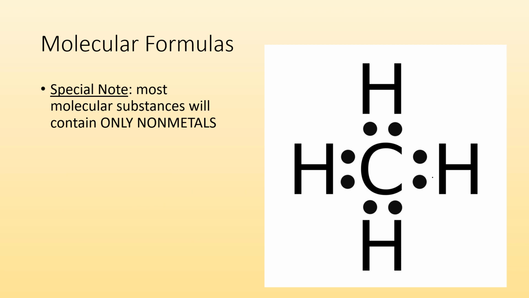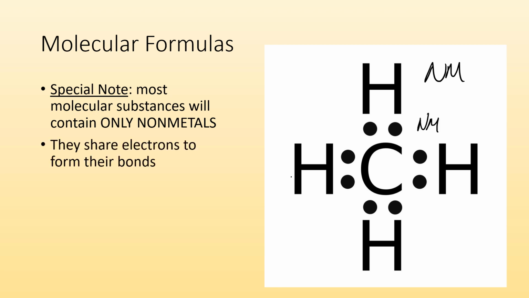Special note: most molecular substances will contain only nonmetals. Hydrogen is a nonmetal, even though it's on the left side of the periodic table. It's a weirdo, but it's a nonmetal. Carbon is also a nonmetal. So when they bond together, they're sharing electrons. These two dots right here represent electrons that both of those atoms are sharing. Whose are they? They're both of theirs. They're sharing.